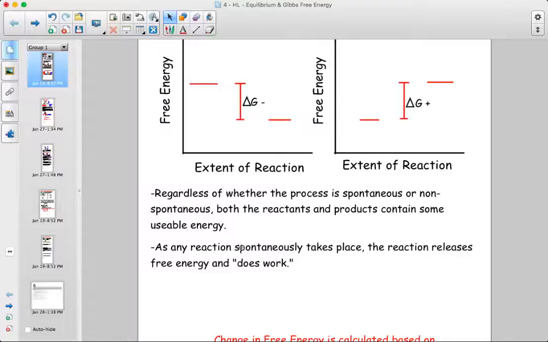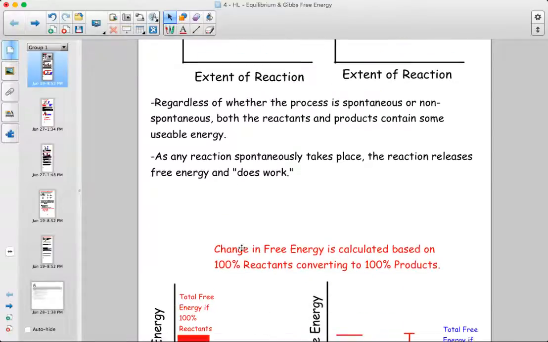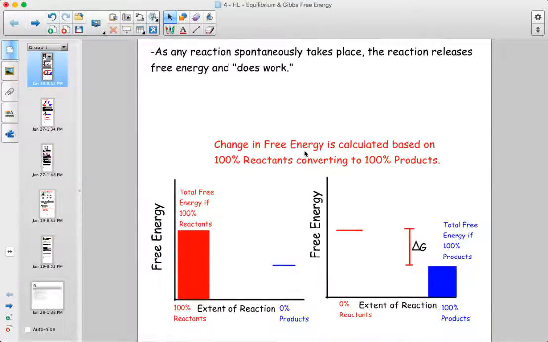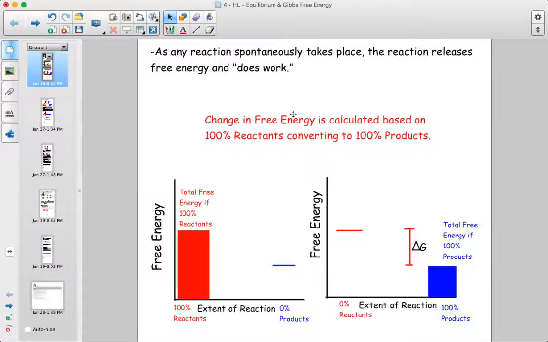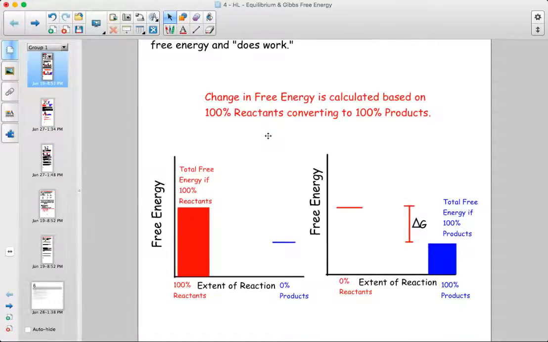As any reaction spontaneously takes place, we know that the reaction releases energy and does work. Just to point out something: whenever we have calculated delta G, we've always calculated it based on going from 100% reactants to 100% products. All those delta G calculations, where we do products minus reactants or use the delta H minus T delta S equation, factor in the number of moles of products and reactants, and are calculated theoretically based on a total 100% conversion.